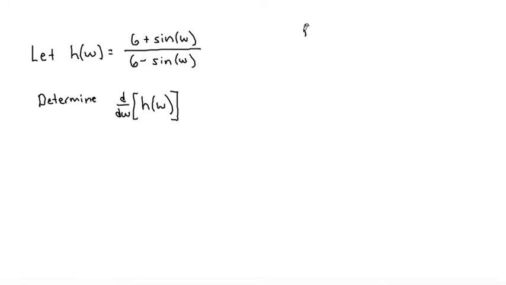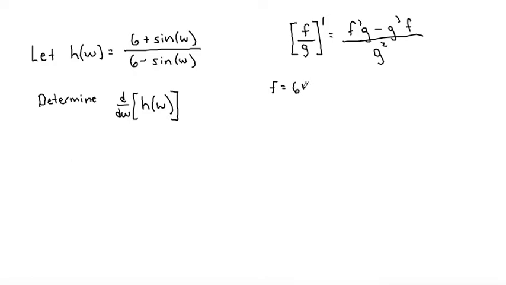So if we write the quotient rule, the derivative of f over g is equal to the derivative of the top times the bottom minus the derivative of the bottom times the top all over the bottom squared is our quotient rule formula. So let's first write out what is our f and our g. Our f is the top function, which would be 6 plus sine w. Our g is the bottom function, which is 6 minus sine of w.